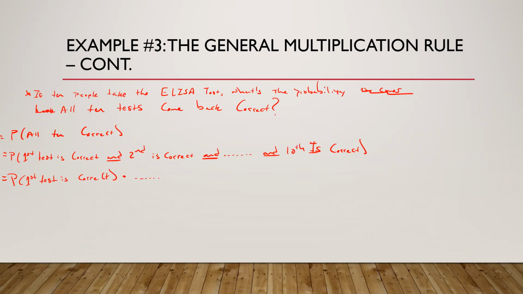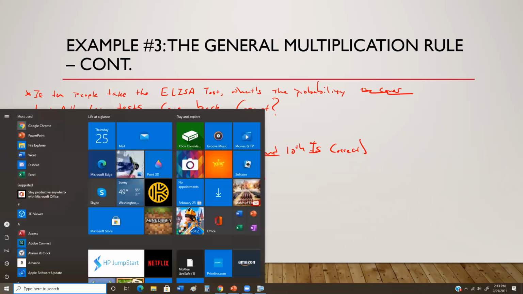Times, and you would keep going. The 10th is correct. Well, what did we say the probability that they were correct was? Yeah, and it would basically be times itself how many times? 10 times. Yeah, so it's 0.995 to the 10th power. So grab your trusty calculator.